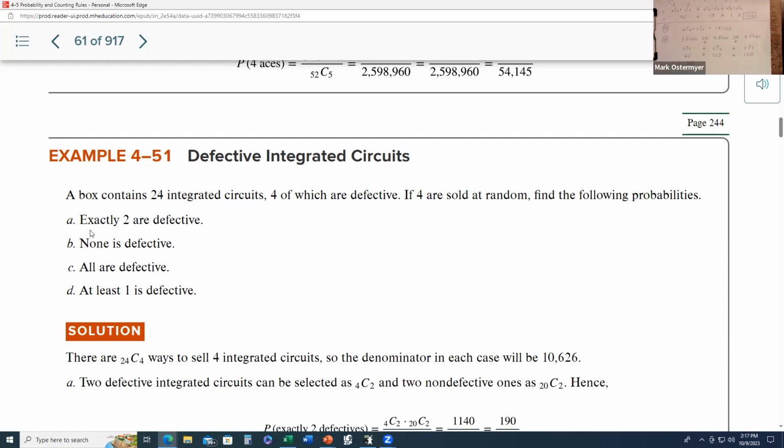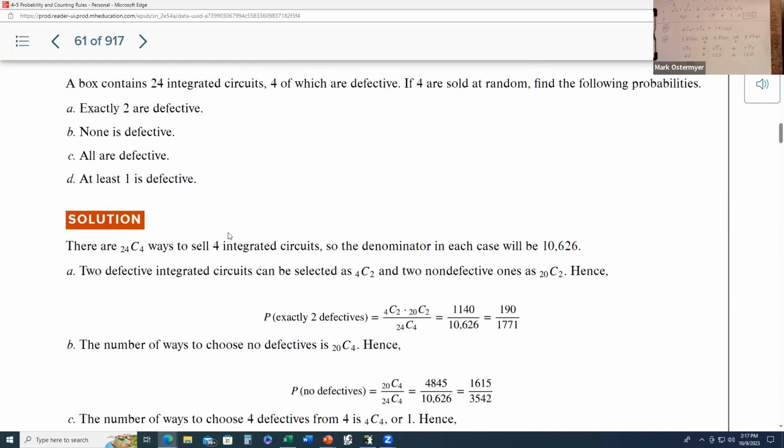Suppose that of the 4 that we randomly sell, exactly 2 are defective. Well, how many defective ones do we have? We have 4 defective ones, and we have 20 good ones. And we're selling 4 of them. So, ladies and gentlemen, if exactly 2 of the 4 we sell are bad, then that means exactly 2 must be good.